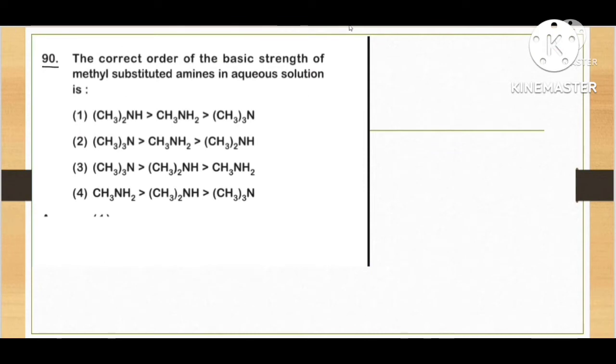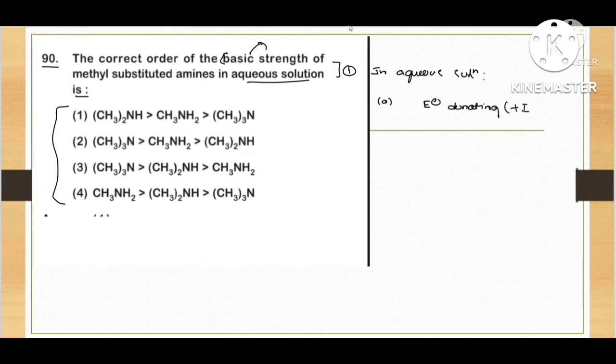Discuss the 90th question. The correct order of the basic strength of methyl substituted amines in aqueous solution is. Among the given 4 options, which one has the highest basic strength in aqueous solution? We know that basic nature means the lone pair donating ability of nitrogen. In aqueous solution, 3 factors affect the donating nature of amines. The first one is the electron donating, plus inductive effect. The second one is the solvation effect, that is hydrogen bonding. The third one is steric hindrance.